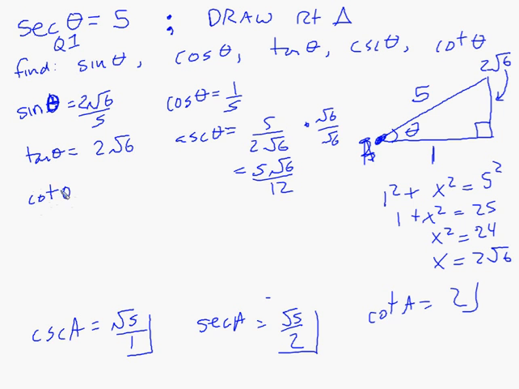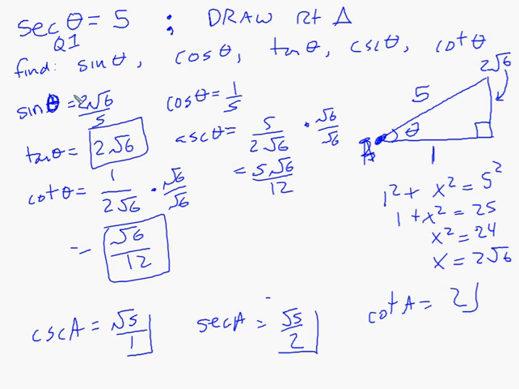Alright, cotangent. Flip this one, right? So what do I get? 1 over 2 root 6. I rationalize this, so I get root 6 over 12. Okay? So these are my answers.